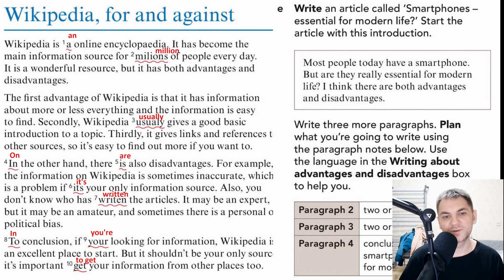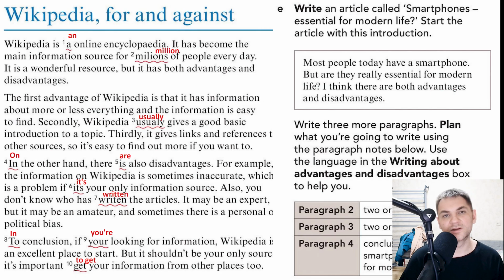Paragraph 2, write about 2 or 3 advantages. Use your numbered list and the phrases from the box. Paragraph 3, write about 2 or 3 disadvantages. And finally, paragraph 4, write your conclusion. Do you think smartphones are essential for modern life? Essential, I hope you know what it means. It's very important. Why or why not?